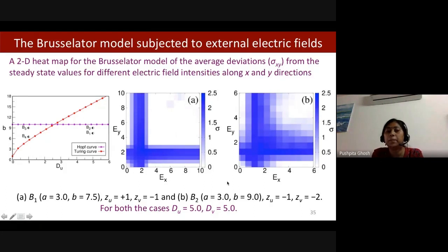Now coming back to the other point b2, which is a little bit closer to the bifurcation line, we could see, with the same sign but different magnitude, there is pattern formation with respect to Ex and Ey, and there is a much bigger domain where you could have these Ex and Ey strengths varying, and you could realize the patterns even when the diffusion coefficient is the same.